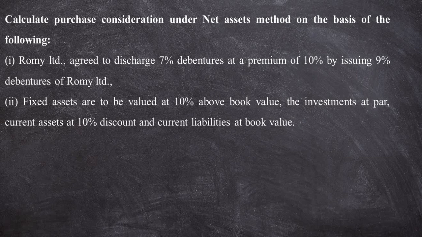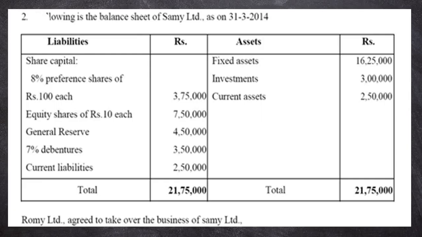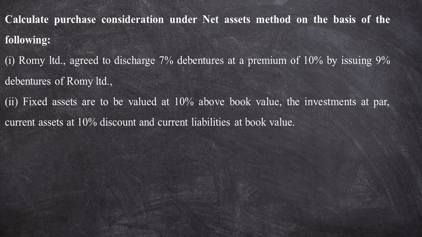Calculate purchase consideration under net assets method on the basis of the following. What are the instructions given? Romi Limited agreed to discharge 7% debentures at a premium of 10% by issuing 9% debentures of Romi Limited. In the balance sheet they have given it as 7% debentures, but Romi Limited agreed to discharge 7% debentures at a premium of 10% by issuing 9% debentures of Romi Limited.